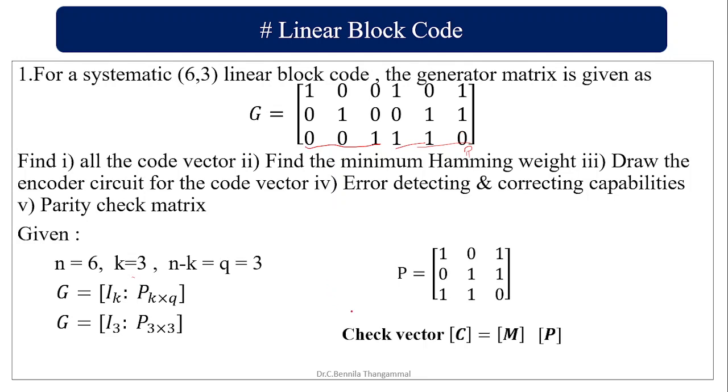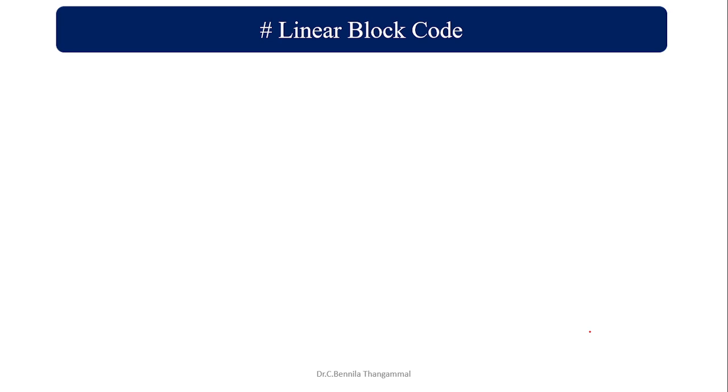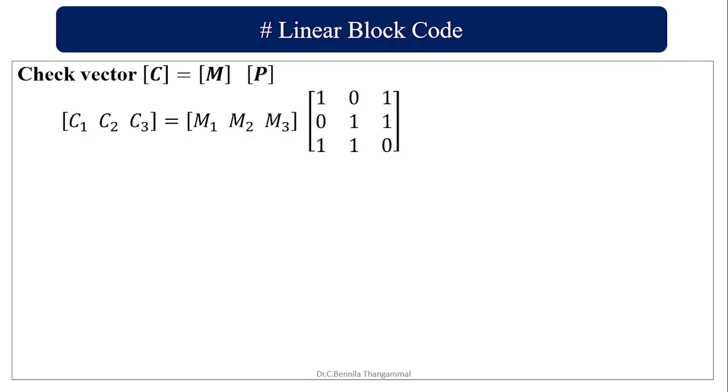So I get my check vector, where C is equal to M into P, where C is 1 cross q, M is 1 cross k, and P is k cross q. 1 cross q is going to be 3, so I can write this as C1, C2, C3. The message is also 3 bits, M1, M2, M3. This is going to be your P.